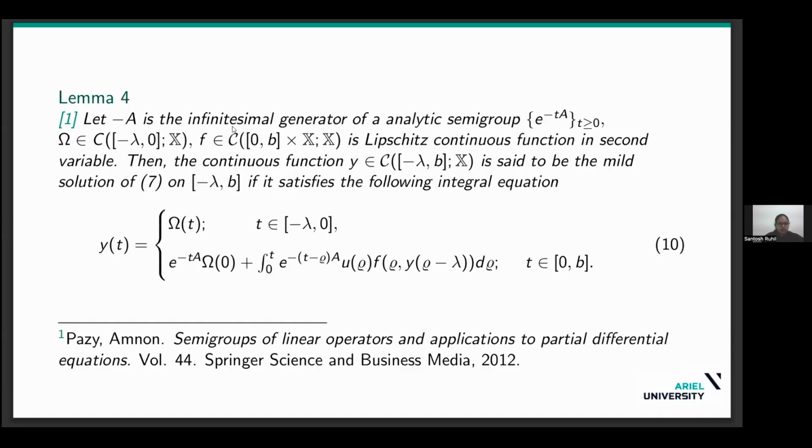So let minus A be the infinitesimal generator of the analytic semigroup, and this omega is the continuous function from minus lambda to 0 to X, and f is the Lipschitz continuous function in the second variable. Then a continuous function y is said to be the mild solution in this interval if it satisfies the following integral equation.